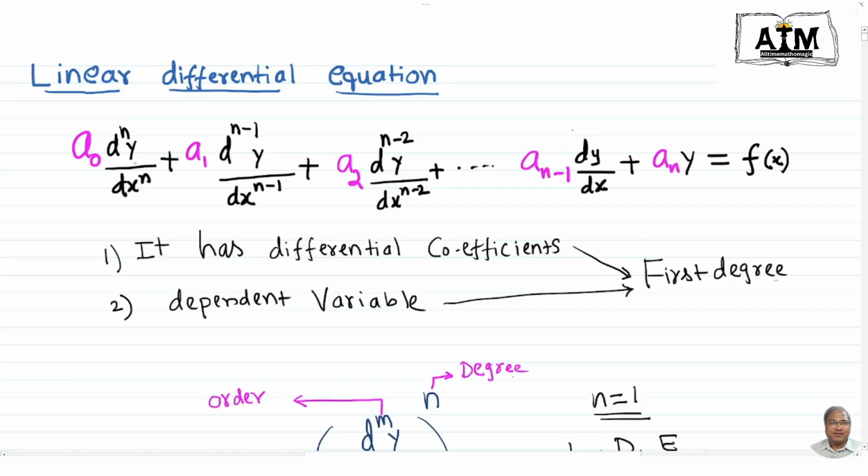In the given question, the first term is nth order and degree 1, the second term is (n minus 1) order, degree 1, the third term is (n minus 2) order and degree 1, and the last but one term is first order and degree 1. Like this, in a linear differential equation you will always find degree equal to 1. If degree equals 1, then it is called a linear differential equation.